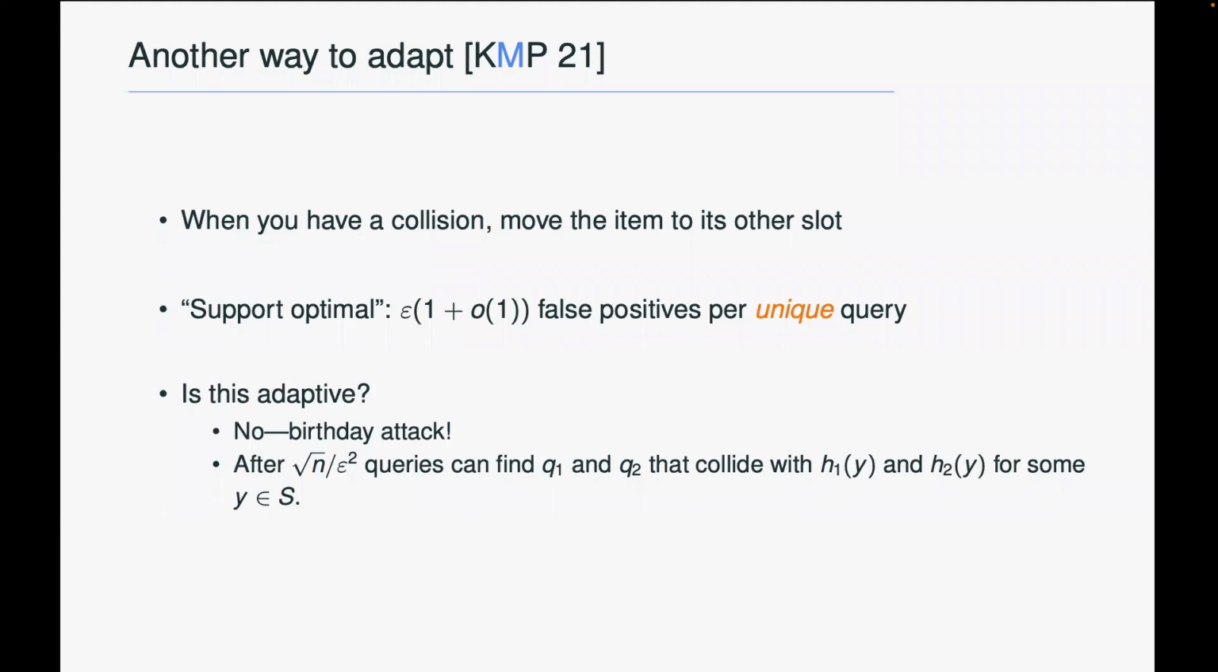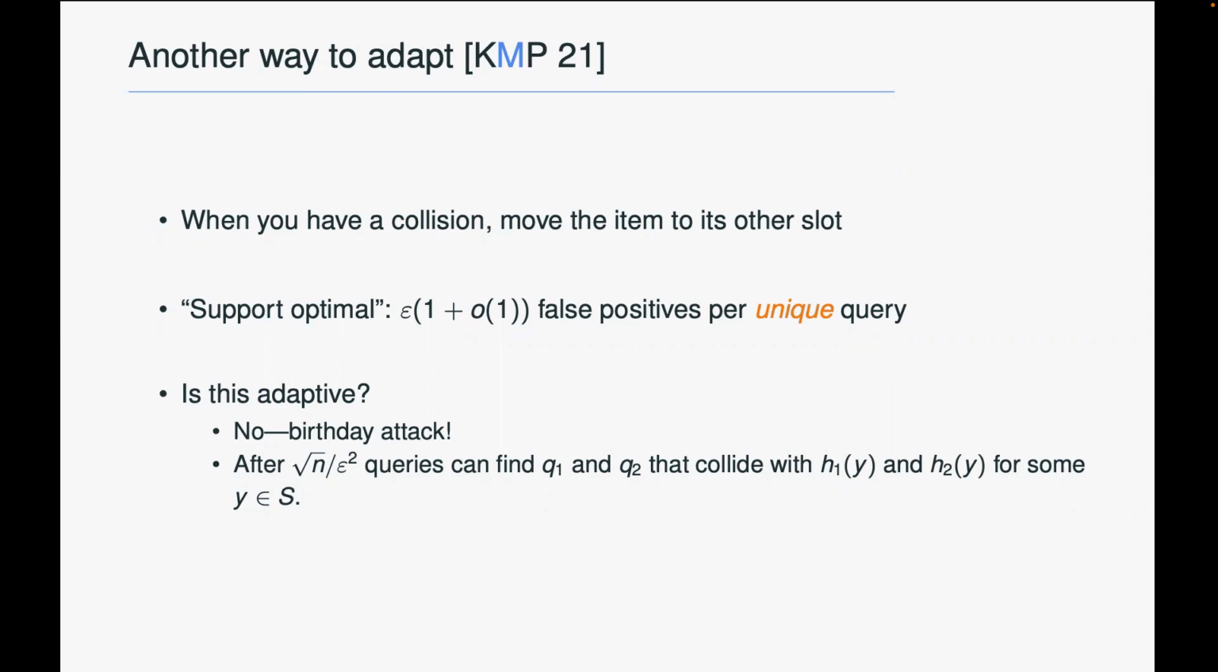Is this adaptive, this sort of moving around? The interesting answer is that it's not. You can do a birthday style attack. In particular, if I have root n over epsilon squared queries, I can find 2 different queries that collide with the same element in both of its locations. So I can find a query that collides with this element in its first location and collides with its fingerprint, and collides with this element in its second location and collides with its fingerprint.